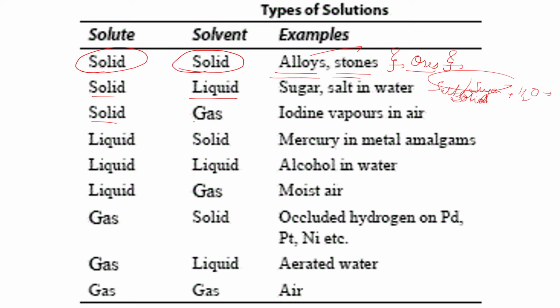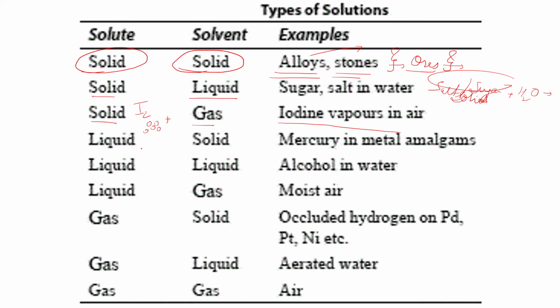An example of a solid solute and gaseous solvent is iodine vapors. Iodine vapors are basically purple in color. Iodine is basically small little balls, but when you leave it in the air, it sublimates, and brownish-purplish vapors are released. That is called a solid solute in a gaseous solvent.